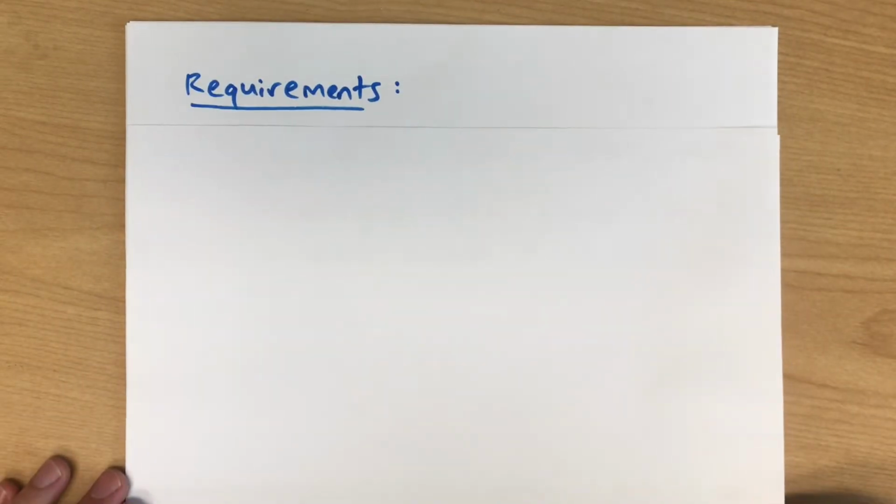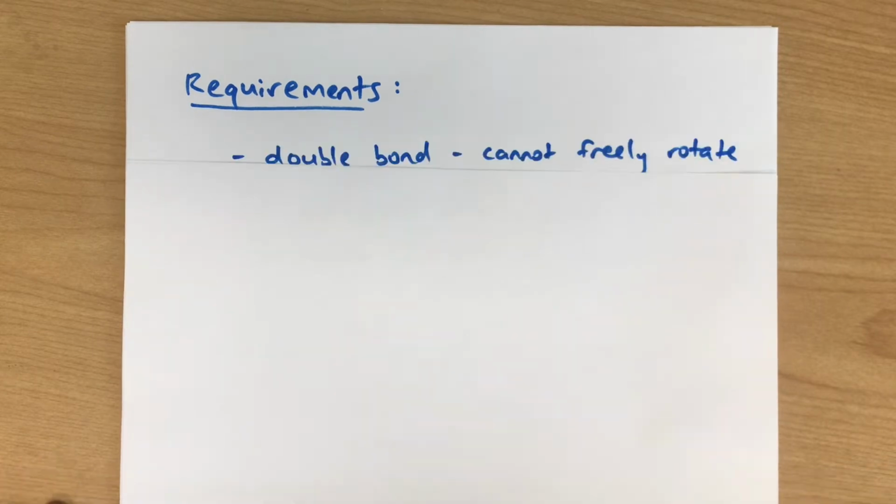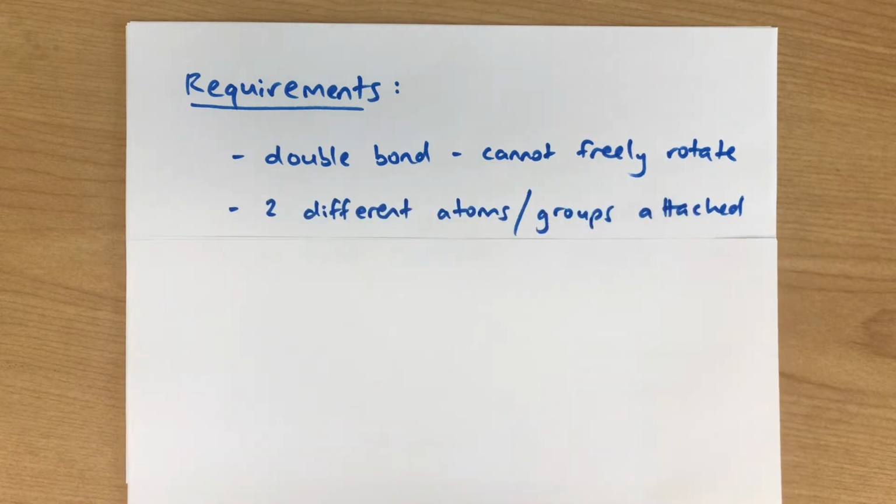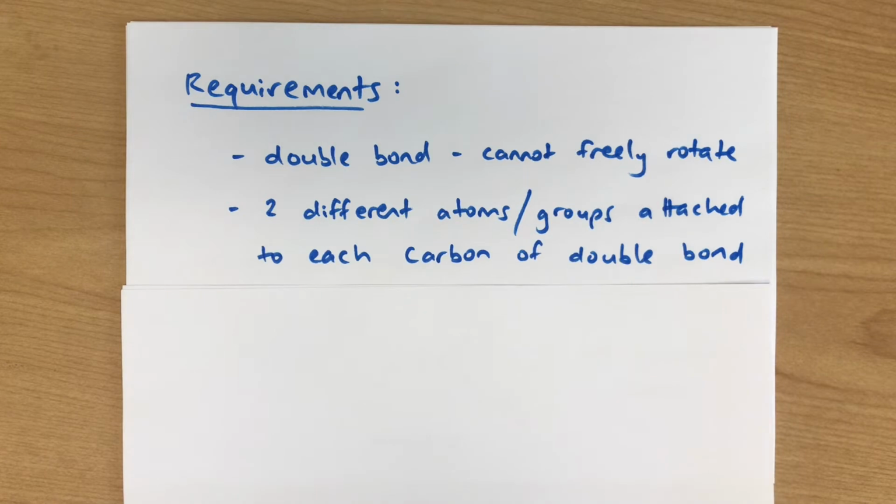The requirements for having geometric isomerism: the molecule must have a double bond because that cannot freely rotate. If it has all single bonds, there can be no geometric isomerism, no cis-trans. We must also have two different atoms or groups attached to each carbon of the double bond.